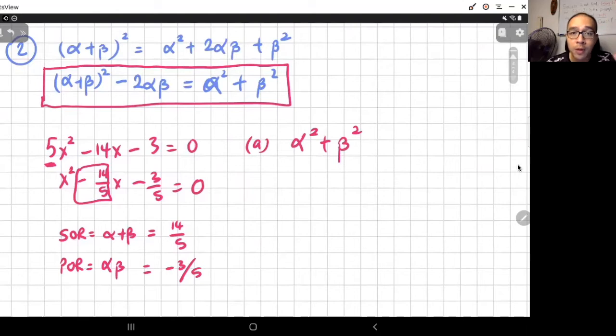So question A asks for alpha squared plus beta squared. Now, most people, what they will do is they will scramble, they will first find alpha, then find beta, and then blah, blah, blah. When in actual fact, you don't really need this.